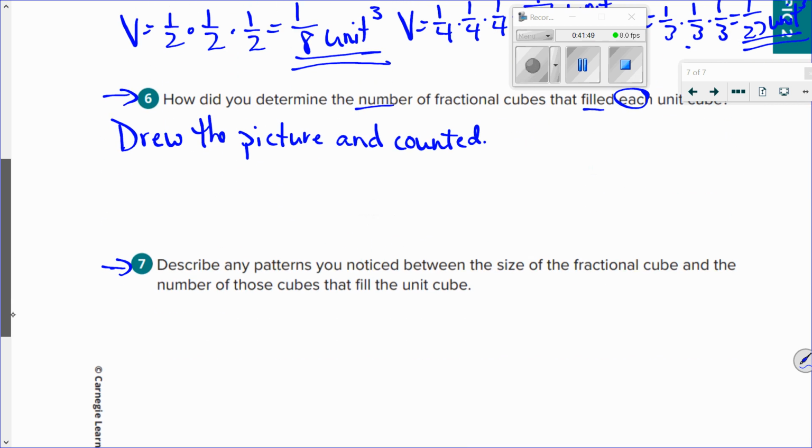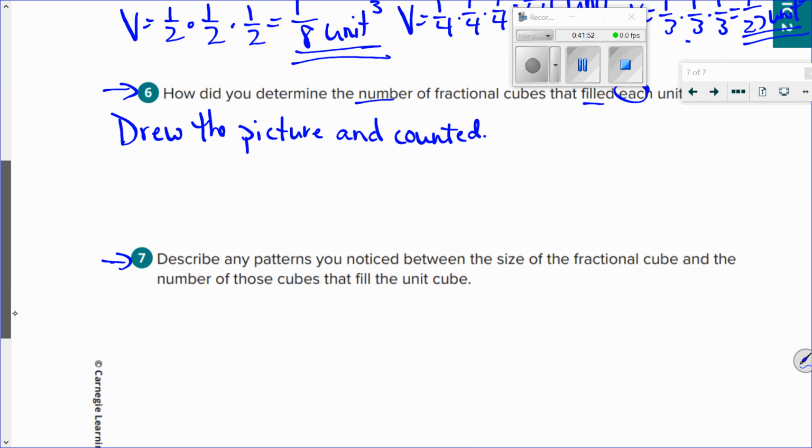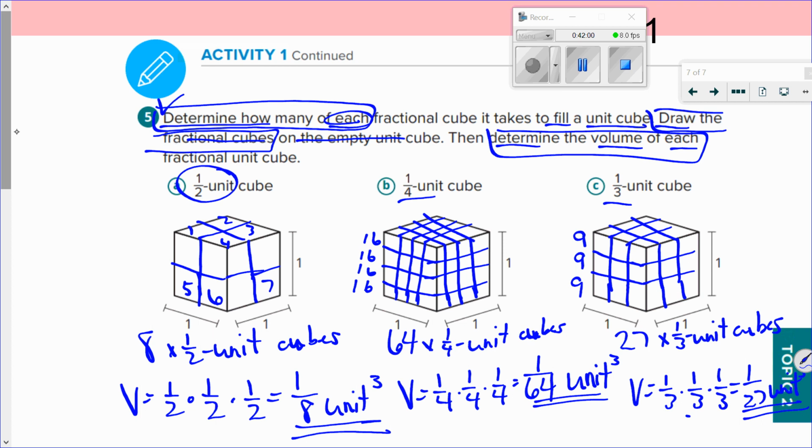Okay? Part 7, describe any patterns you notice between the size of the fractional cube and the number of those cubes that filled the unit cube. Did you guys notice any patterns? Sophia? The more you went on, the smaller it got. Like the answer. Since the fourth is the biggest bottom number, the answer is the smallest of all. Okay. So the more cubes I use, the smaller the size of each one was.